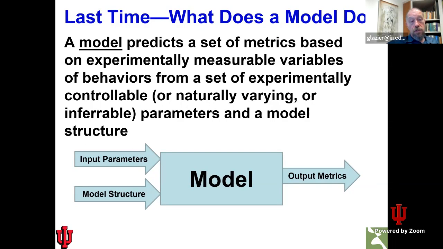And I want to come back to this generic idea of what models do. And I hope that this will become less abstract with time. A model is something that predicts a set of behaviors, something measurable in principle. Or if it's not measurable, it's not interesting. And it does that by taking two things: a model structure, which we're going to spend a lot of time doing, and then some set of input parameters. It's that combination of structure and parameters that gives us outputs.